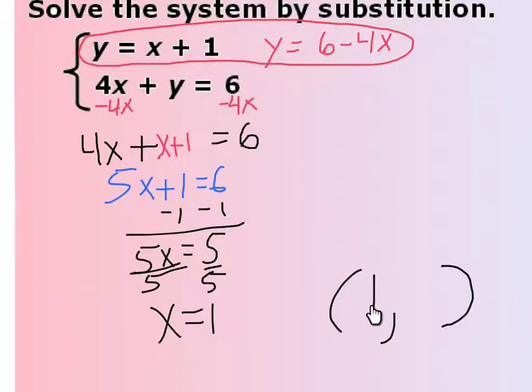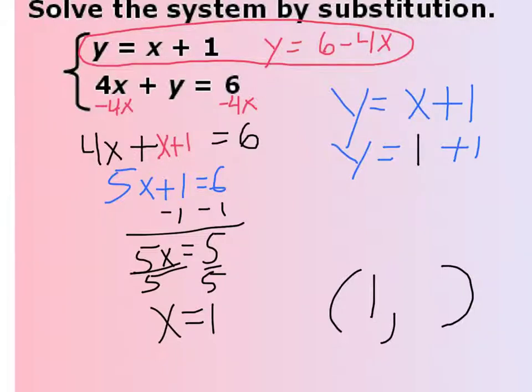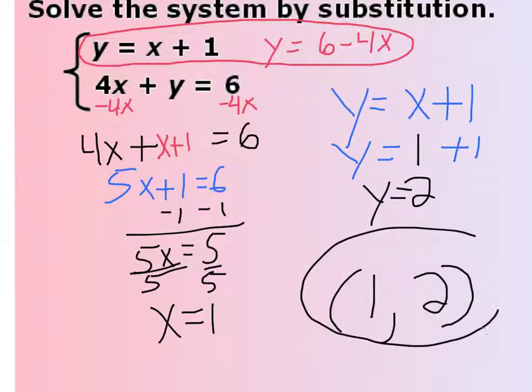So take the 1 and go to one of the original equations. I'm going to use this one. I'm going to take the 1 and put it where the x is. So I'll put it right here, and 1 plus 1 is 2. So y equals 2. My answer is x is 1, y is 2. That's where our lines will meet.